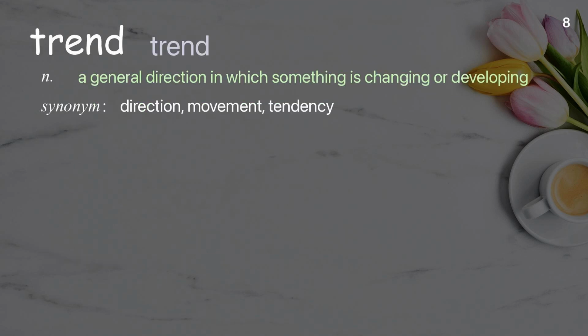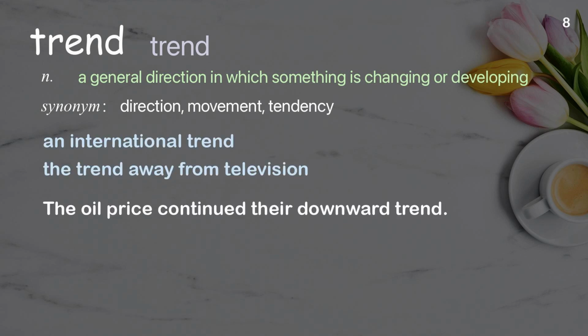Trend. A general direction in which something is changing or developing. Examples: An international trend. The trend away from television. The oil price continued their downward trend.